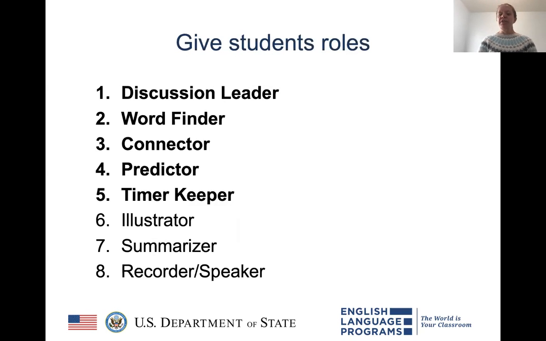Today, I'm mainly going to focus on the first 5, but I wanted to briefly explain the last 3 to you. An illustrator would be responsible for drawing a picture, a summarizer for writing a summary, and a recorder or a speaker would be responsible for taking notes during the discussion or reporting to the class what was discussed. Let's look at these first 5 roles now in a little more detail.